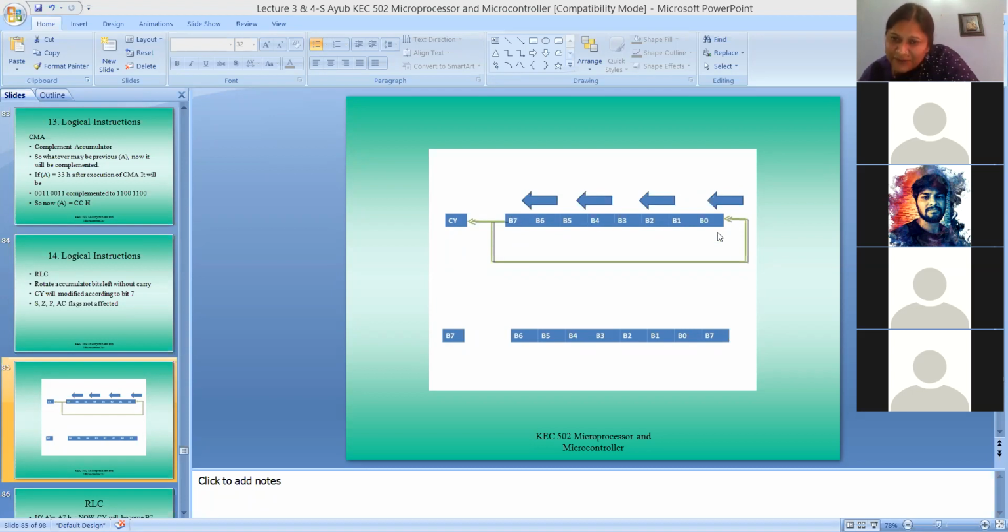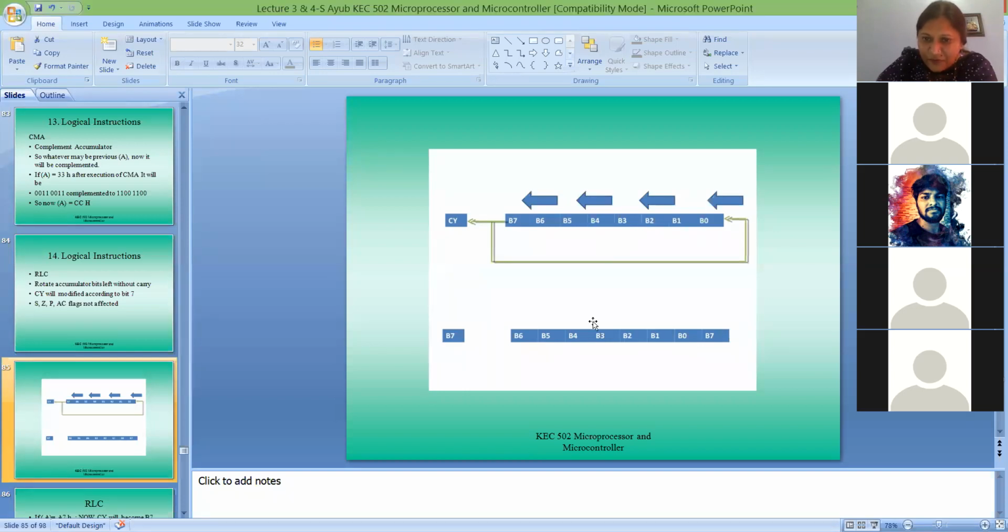So rotate left means 1 bit is rotated towards the left. Because we are rotating from this place, B0 will come over here, B1 will come over here, B2 will come over here, B4 will be here, B5 will be here, and B6 will be here. Now B7 is thrown out, and B7 will sit into carry and also into B0. So this is how your rotate left without carry works. We'll see one example.